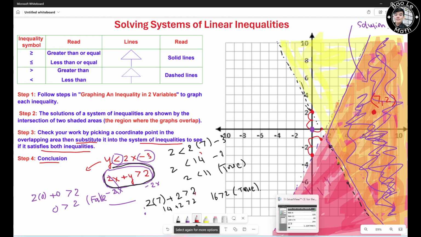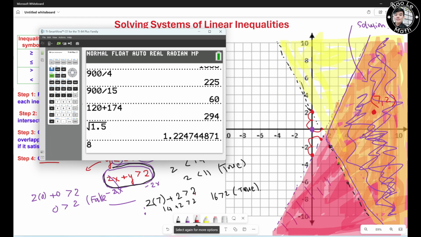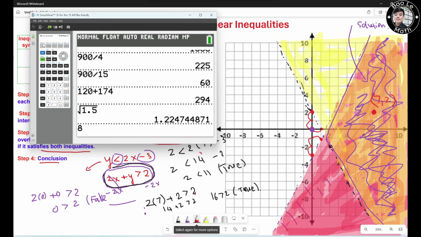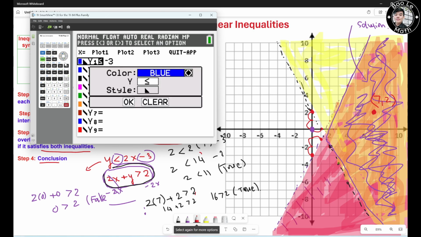Now, we're going to bring up the calculator to check our work. So, we're going to hit y equals right here. And then, the first inequality right here, we need to change this one into less than, right? So we're going to move the cursor to the left, and we hit enter. And then we change this one into less than, like that. And then we go to OK, we hit enter.